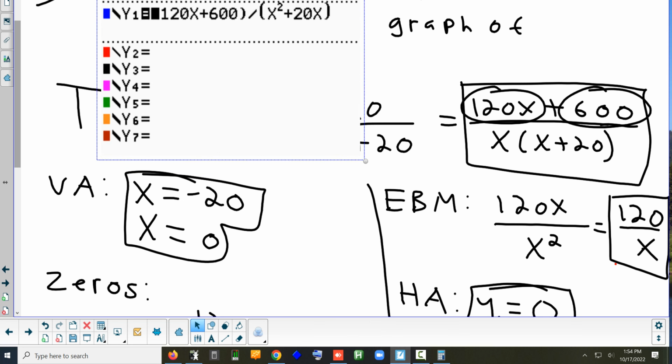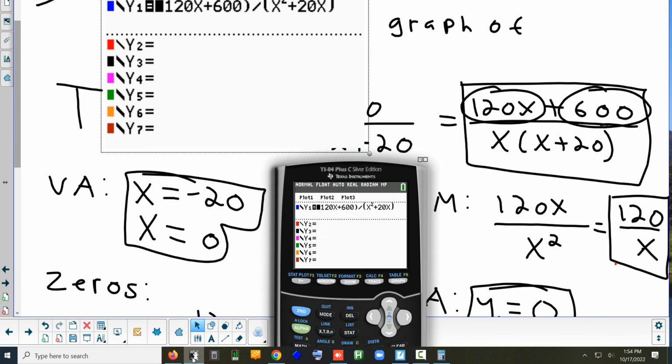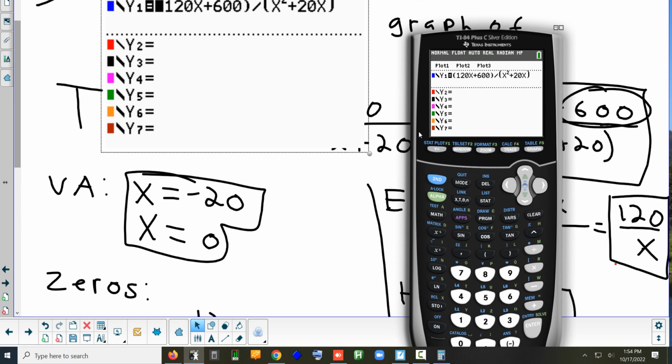So just like that. Except there's a parenthesis in front of the 120. And so Cameron, what would be a good x min? Okay, why'd you pick 120?